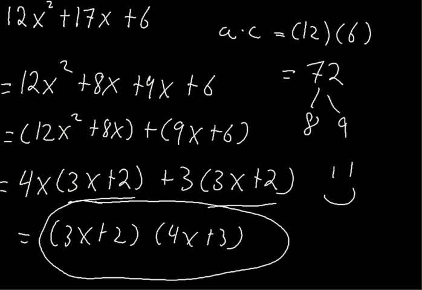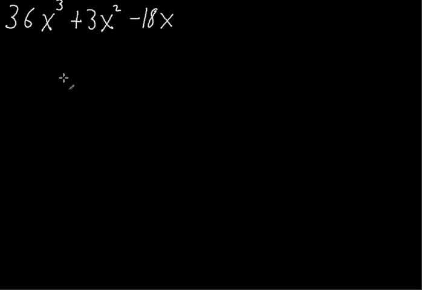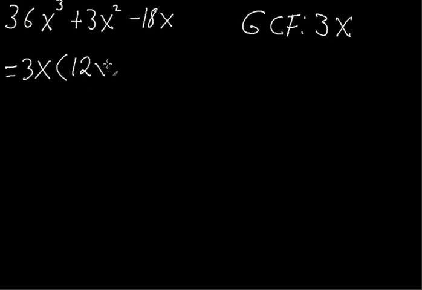All right. One more, just to be sure we got it. 36x cubed plus 3x squared minus 18x. Well, we've never dealt with one that has an x cubed before. It's always been x squared. So something is going a little odd about this. Is there a greatest common factor that we can find between these three terms? Well, I think so. 36, 3, and 18, I think we can take out a 3. This is x cubed, x squared, and x, so we could take out an x. If I take out the 3x, what do I leave behind? 12x squared plus x minus 6.